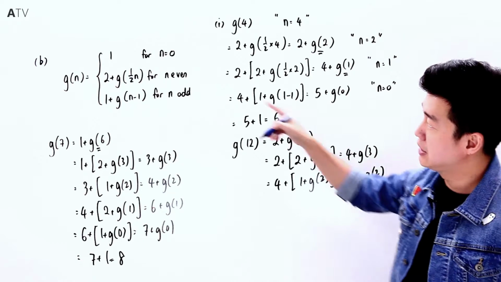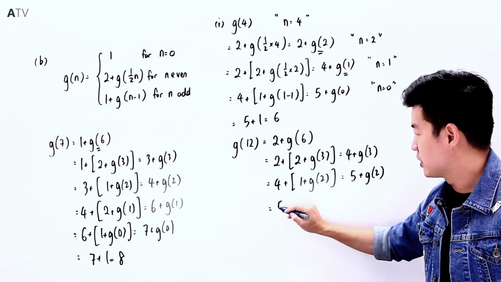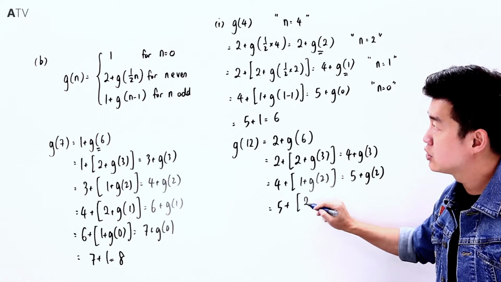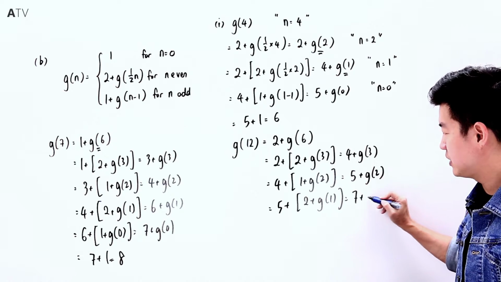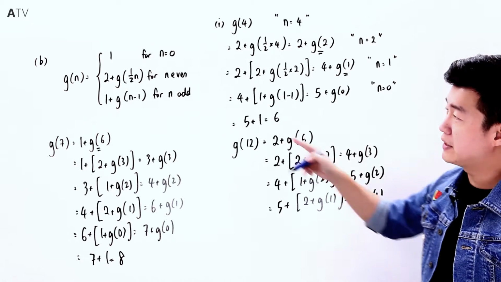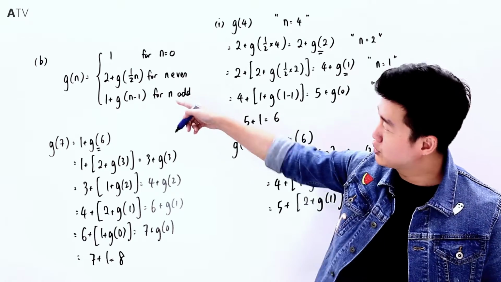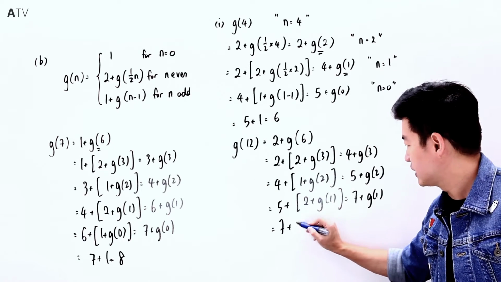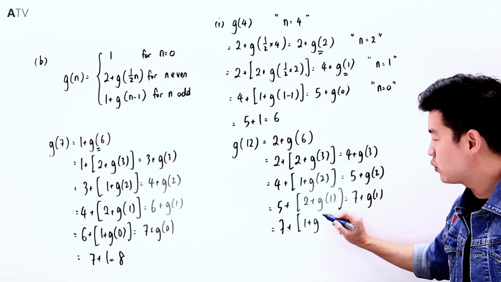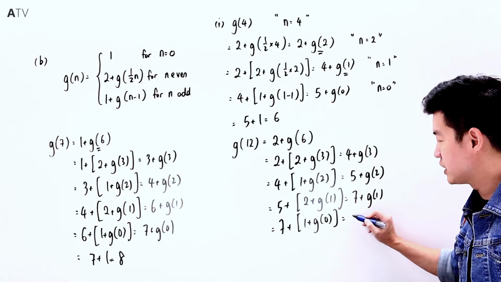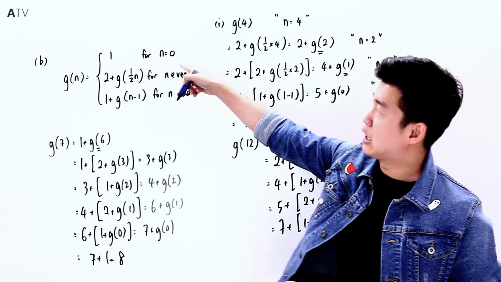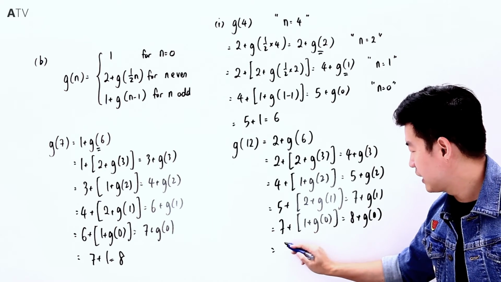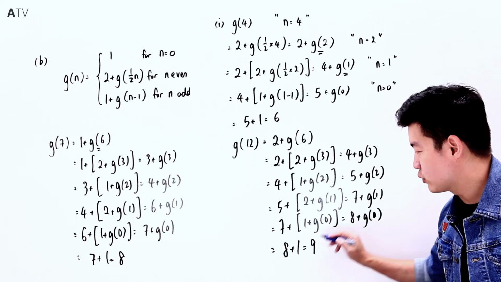2 is an even number. I'll make use of this. It will be 5 plus 2 plus G of half times 2, 1. So I have a 7 plus G1. 1 is an odd number, so I'll make use of this, which is 7 plus 1 plus G of 1 minus 1, 0, which is 8 plus G0. N is 0, I'll make use of this. So what I have is 8 plus 1. This is equal to 9.